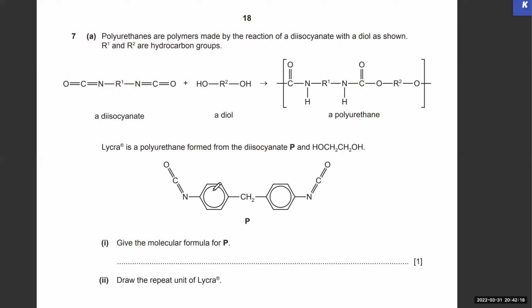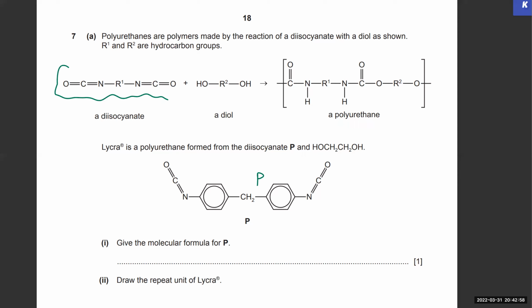So this is Lycra, right? And he's saying Lycra is a polyurethane. So basically these two are the same things. So he has said that this is Lycra, right? No, that's not Lycra, that is P actually. So he's saying that P and this molecule over here, so this is what they mean.